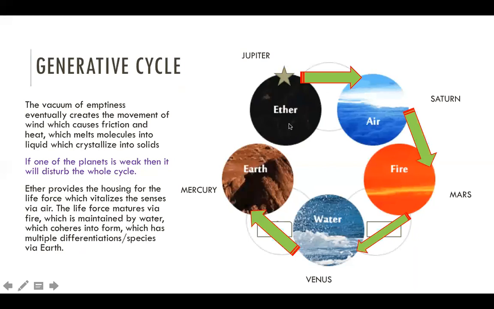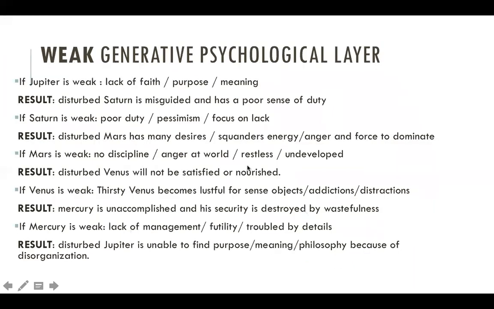Now, another way to say it, in terms of life force, is that ether provides the housing for the life force, which vitalizes the senses to the nervous system via air and touch. The life force matures via our perception via fire, which is maintained and cohered into form, which is earth. So the maintenance of life is water, and the differentiation of life is earth. And so we got all these plants and different species and animals.